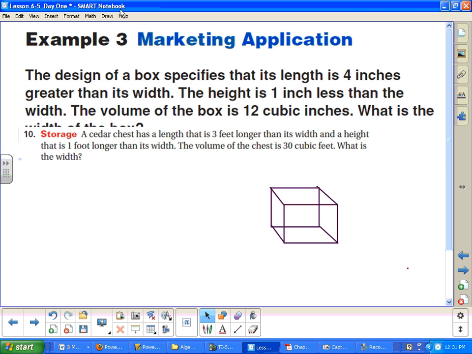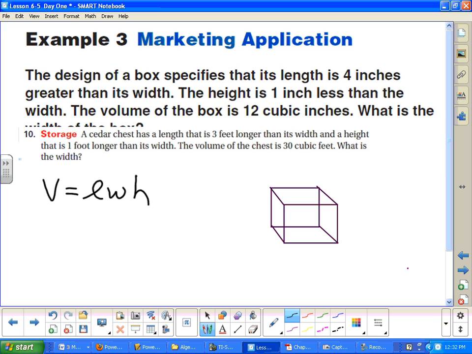So first of all, we're dealing with volume and we're dealing with a cedar chest. What does a cedar chest look like? How many of you have ever seen one? Okay, Spencer, what does it look like? Okay, big treasure chest. So it is the shape of a box, right? So we have to deal with length, width, and height. Here we have the volume for a box is equal to length times width times height.